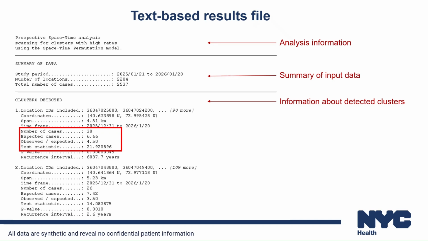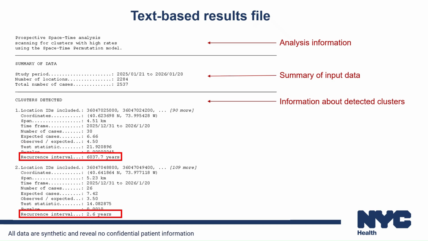Additional cluster information includes the number of cases in the cluster versus the expected number of cases and the observed over expected value. Cluster 1 contains 30 cases, while the number of expected cases is 6.66, so the observed over expected value is 4.5. The expected number of cases is a function of the proportion of cases in the cluster area during the baseline period and the citywide volume during the cluster period. Clusters are listed in order of decreasing test statistic.